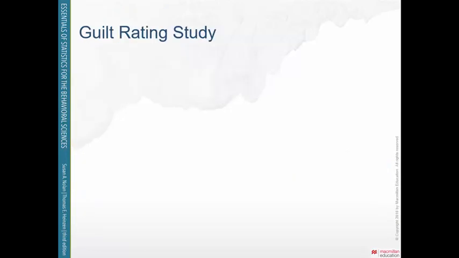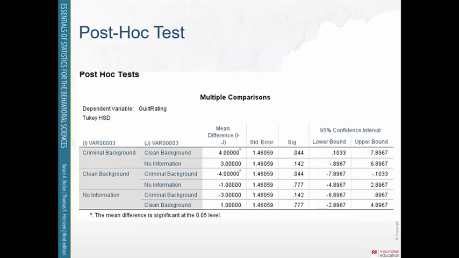Okay, we already did the R squared for the guilt rating study. That was 40%. But let's look at the post-hoc, which is here. Because we had a significant F, we can go on. So let's compare criminal to clean background. Why don't you look at this for a second and see if you can figure out which are statistically significant comparisons and which aren't.